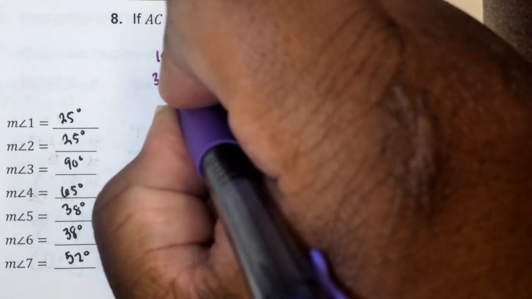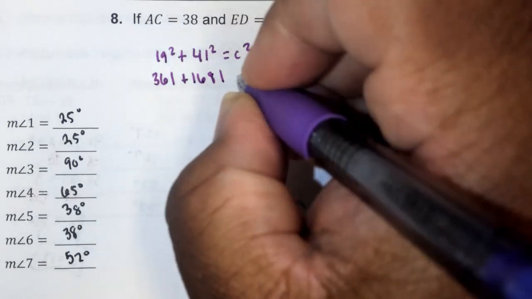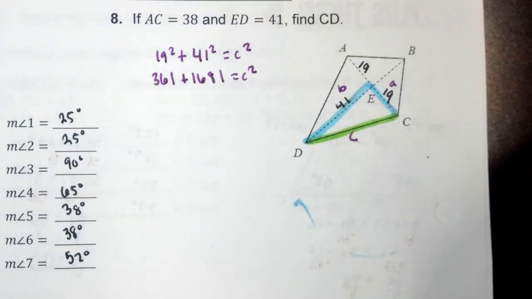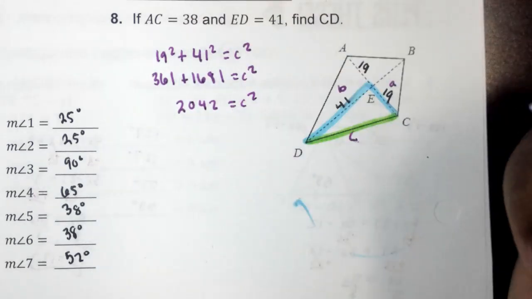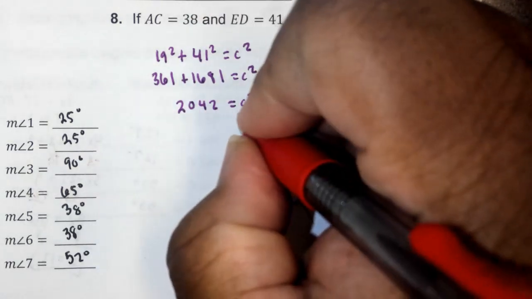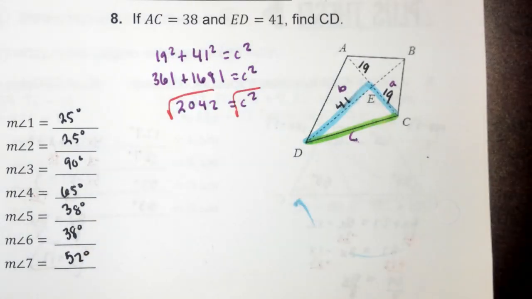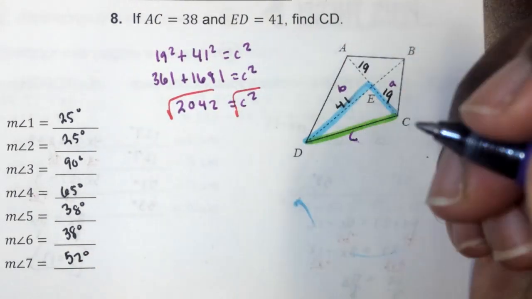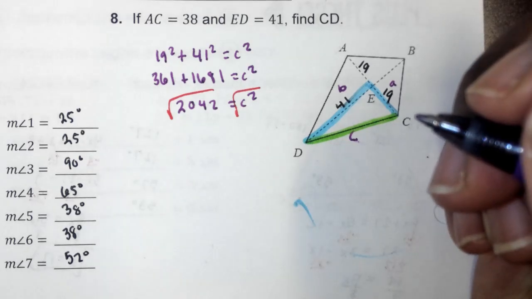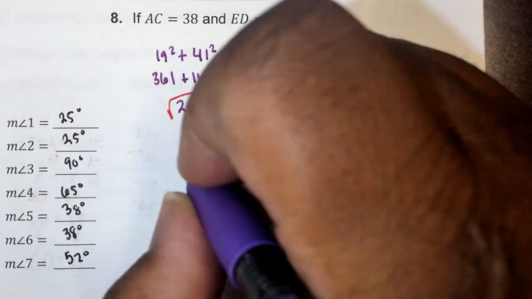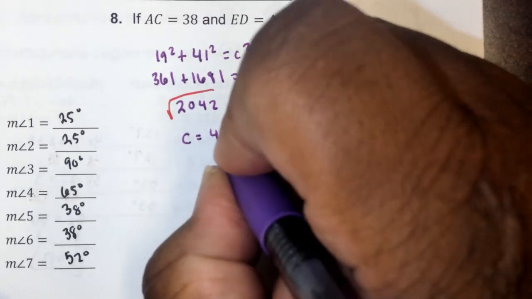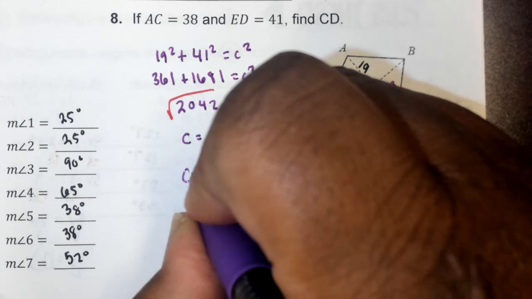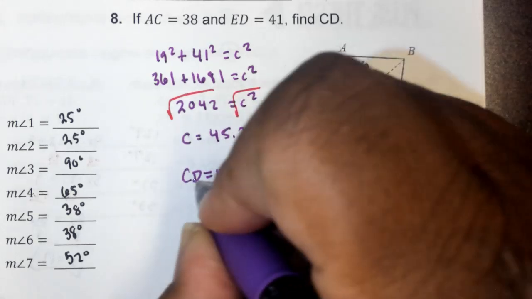19 squared is 361. 41 squared is 1,681, big number, but don't be scared. 361 plus 1,681 equals 2,042, which equals C squared. Square root. We round it to the nearest tenth still. 45.2. So CD equals 45.2.